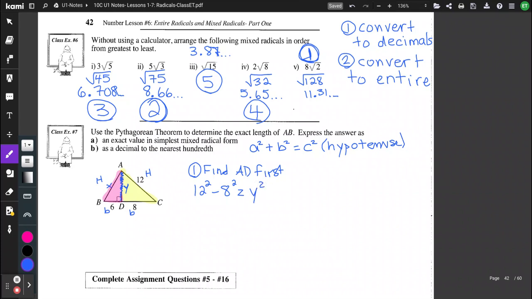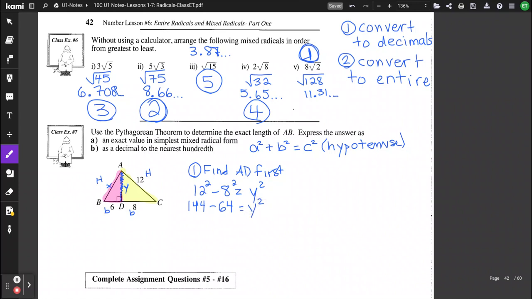Now, normally I would say put it under your root sign in your calculator and solve it. But this one wants us in exact value form, which means I have to do it longhand. So 12 squared is going to give me 144. 8 squared is going to give me 64. Now I have to subtract them to give me y squared.